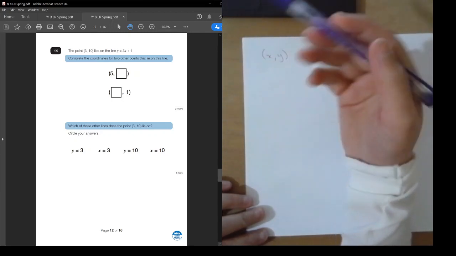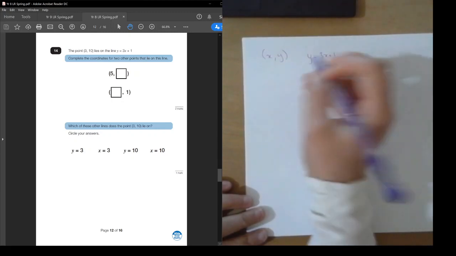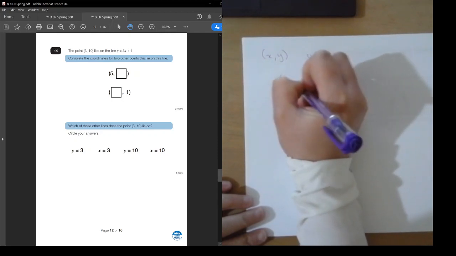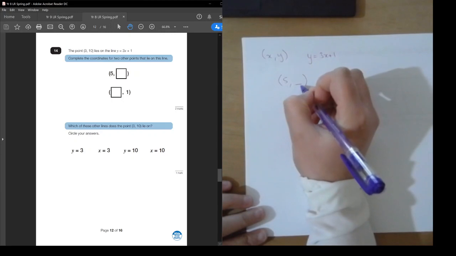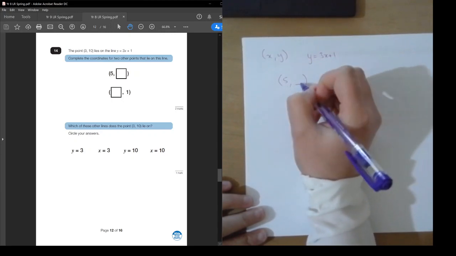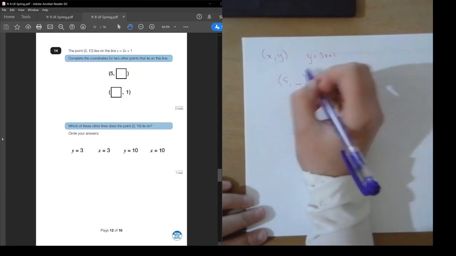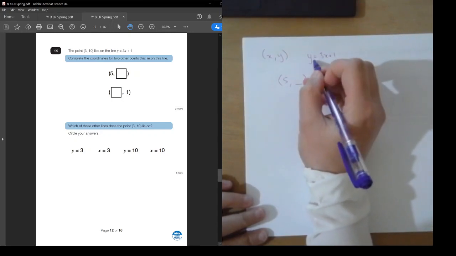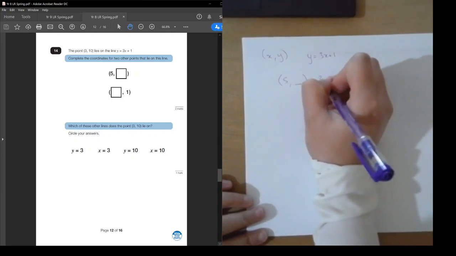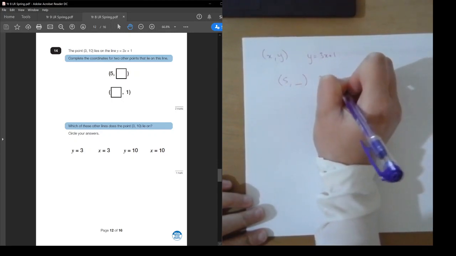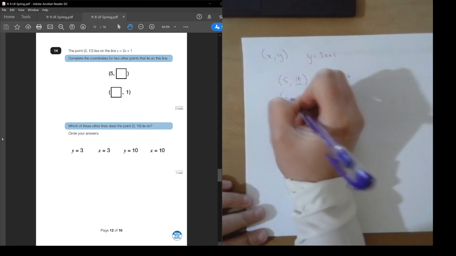Then it says it lies on this line. This is just like the sequences. So you would say this is a 5, this is a... I don't know. This is my x, so I need to find out what this is. The way to find out is to use the equation they've given me. I need to find my y coordinate. They've told me y equals 3 times x plus 1, so that'll be 3 times 5 plus 1, which is 16. Nice and easy.